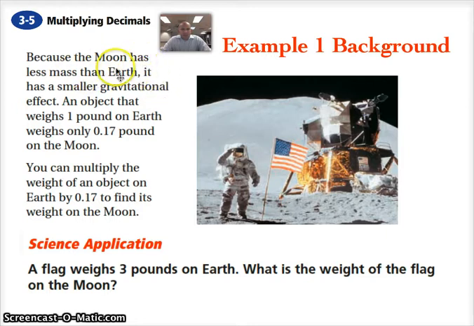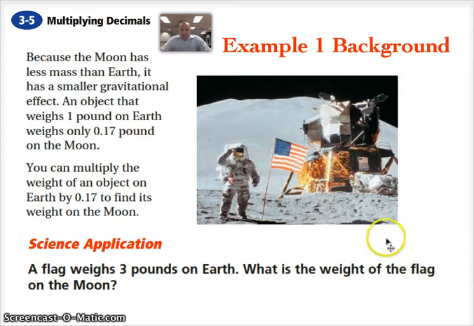It says, because the moon has less mass than the Earth, it has a smaller gravitational effect. An object that weighs 1 pound on Earth weighs only 17/100ths of a pound on the moon. So things seem lighter on the moon than they would be on Earth. You can multiply the weight of an object on Earth by 17/100ths to find its weight on the moon. A flag weighs 3 pounds on Earth. What is the weight of the flag on the moon?